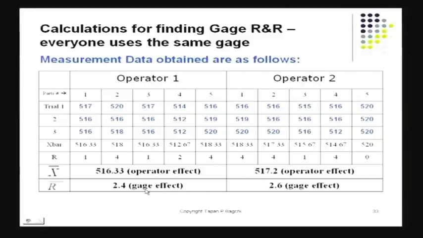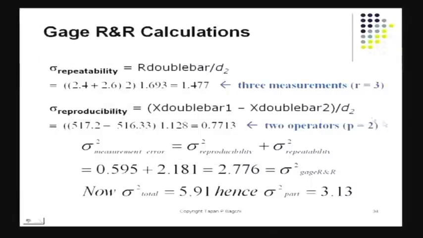The gauge effect is actually the average of the ranges there. So the average of the ranges is right there. I've got the gauge reading there, and I've got the gauge reading here also. So if I average out these two, that 2.5 number is going to be the gauge effect contribution, and the difference between this number and this number is going to be the effect of the operator. How do I do that? Let's take a look at the calculations done.